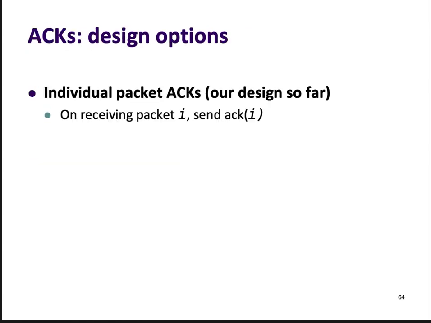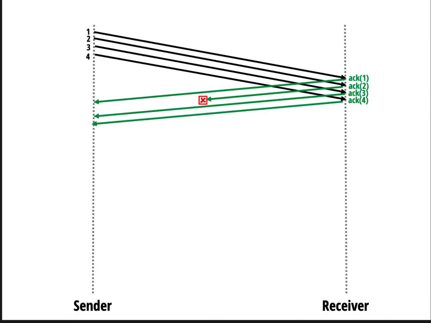So now let's talk about what we can do in terms of design options now that we have multiple, W, packets in flight. What we've been talking about all this time is what we call individual packet ACKs, which is when the receiver gets packet I, it sends back an ACK saying ACK I, meaning I received packet I. If you look at this in the context of a window, you'd realize we could be doing better.